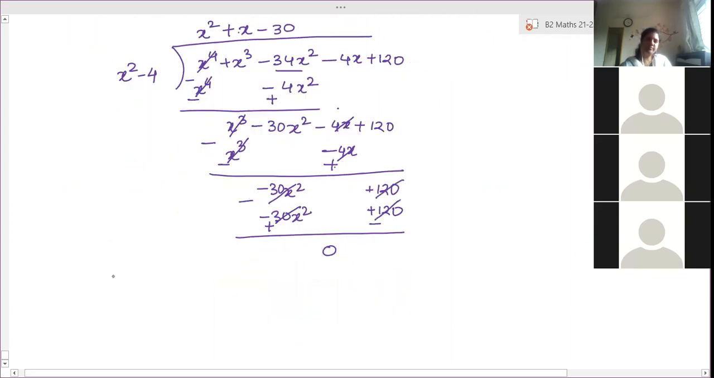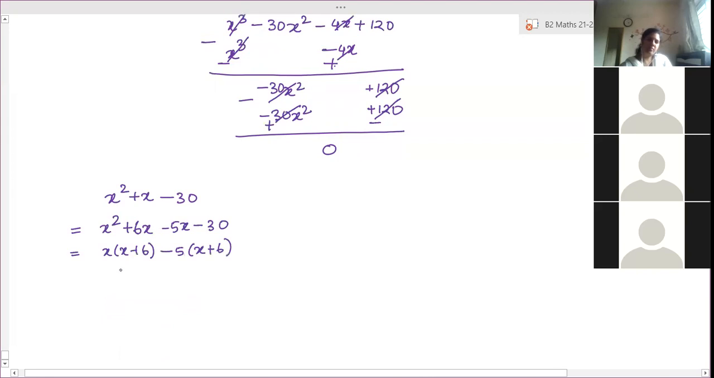Factorize this term. Now to find out two zeros, we need to find out the quotient: x square plus x minus 30. So middle term splitting: minus 30 is the product and the difference is plus 1. So it is 6 and 5. x square plus 6x minus 5x minus 30. x in bracket x plus 6, minus 5 into bracket x plus 6. So it is x plus 6 into x minus 5. These are the two factors.